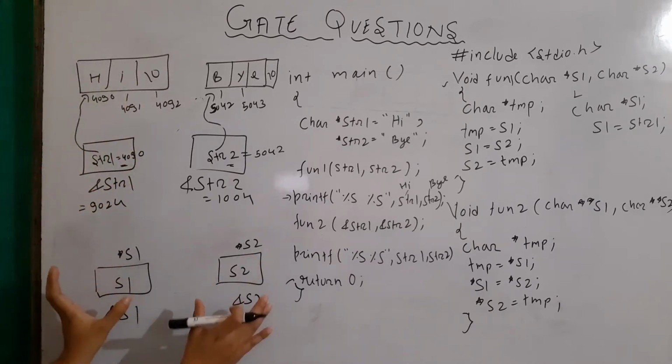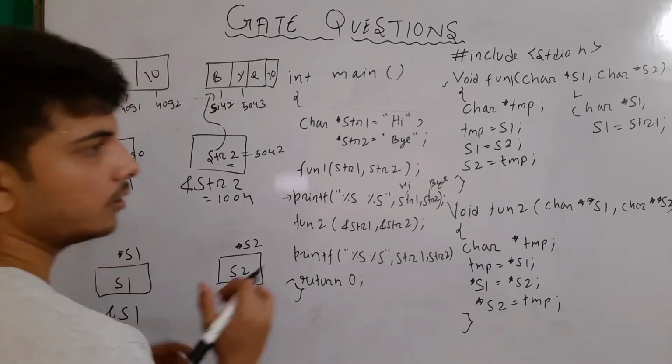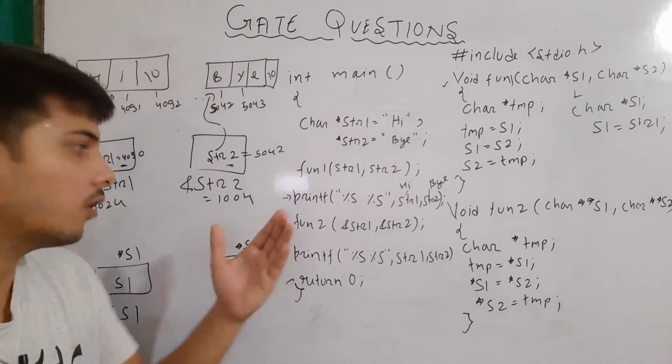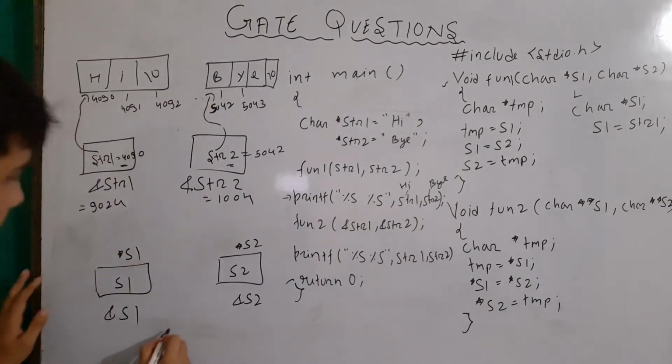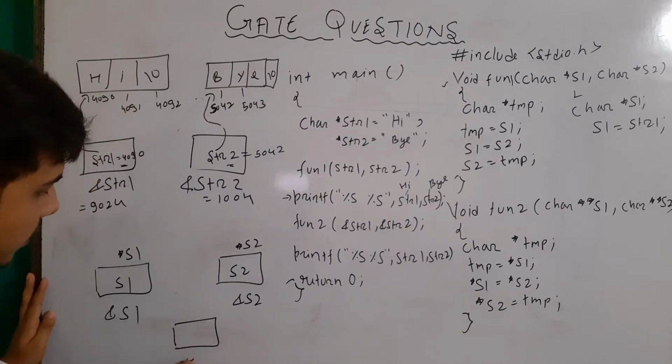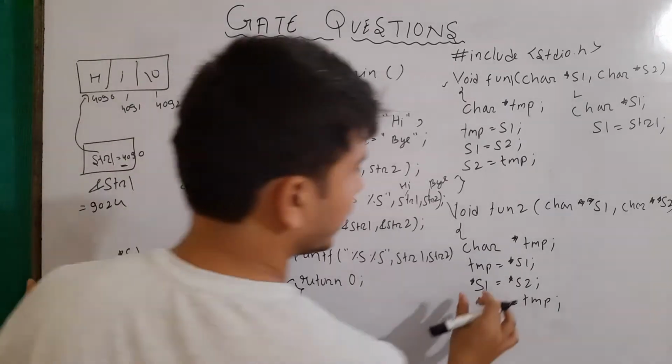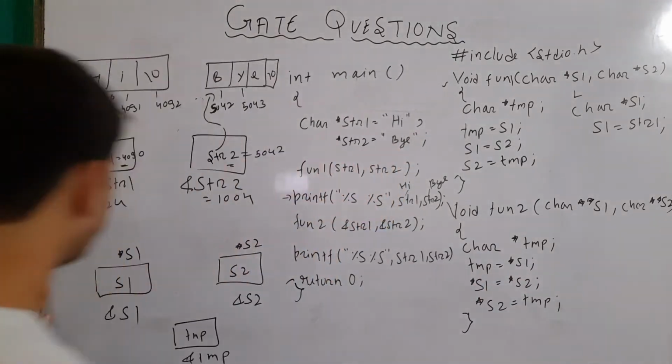Now if you don't know about this, I have made dedicated videos on pointers, you can check that out, in which I talked about these concepts, right? Then a temporary variable has been created again. So let's say this is temp, right? Then it is written temp equals to asterisk s1.